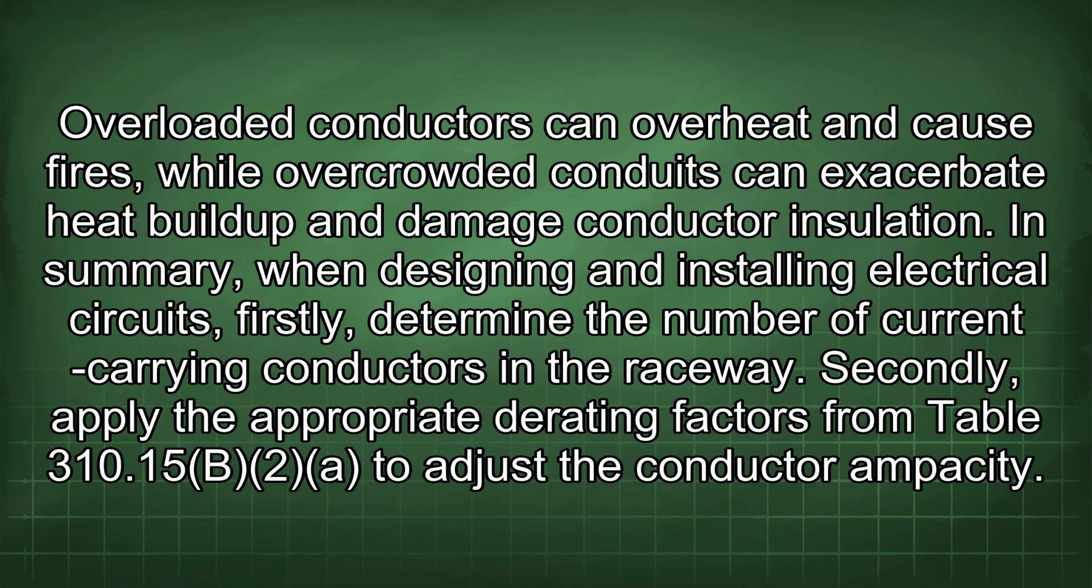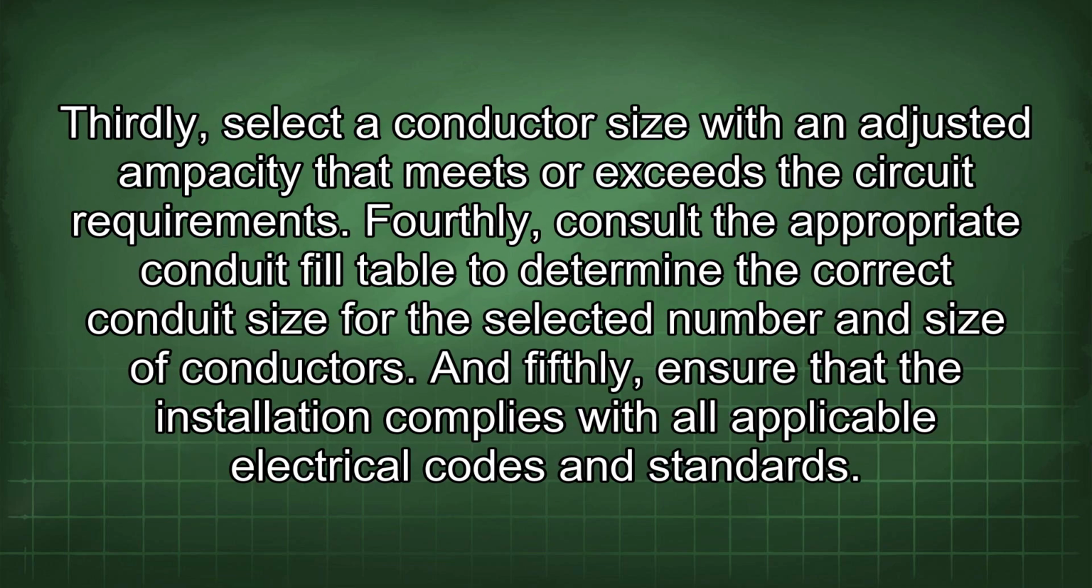In summary, when designing and installing electrical circuits, firstly, determine the number of current-carrying conductors in the raceway. Secondly, apply the appropriate derating factors from Table 310.15(B)(2) to adjust the conductor ampacity. Thirdly, select a conductor size with an adjusted ampacity that meets or exceeds the circuit requirement. Fourthly, consult the appropriate conduit fill table to determine the correct conduit size for the selected number and size of conductors. And fifthly, ensure that the installation complies with all applicable electrical codes and standards.